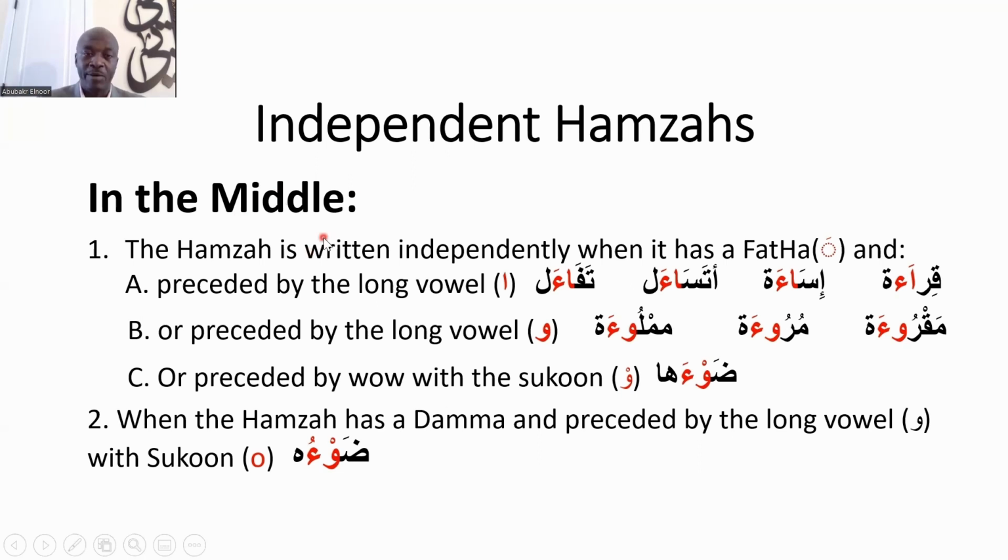So let's figure that out. So number one, we have two rules here talking about the Hamza sitting alone in the middle.